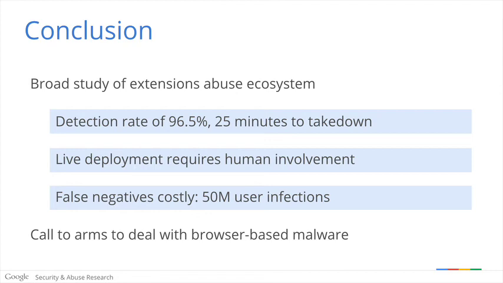So in conclusion, we did a broad study of extensions. We did 3 years worth of analysis here. The system's still running today, protecting everyone here. We have a high detection rate and a very reasonable latency. And we argue that a live system such as ours requires human involvement, and that false negatives are costly. We showed that 50 million users were impacted with fewer than 100 malicious extensions.